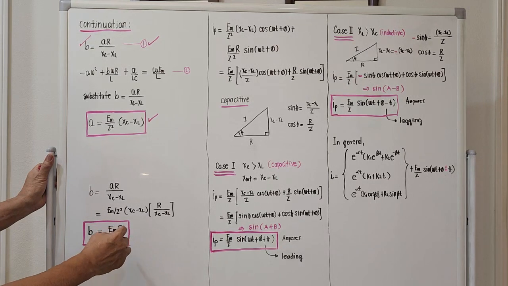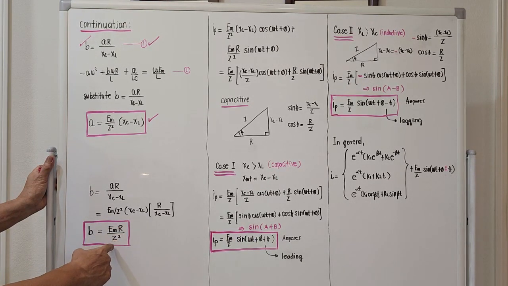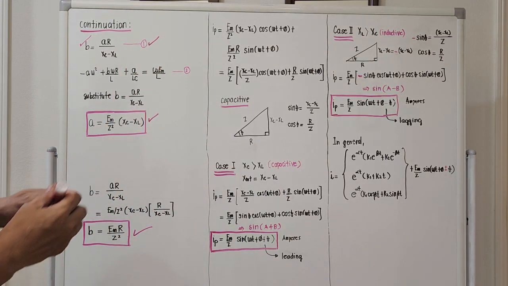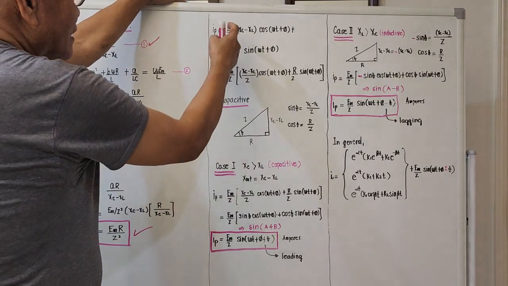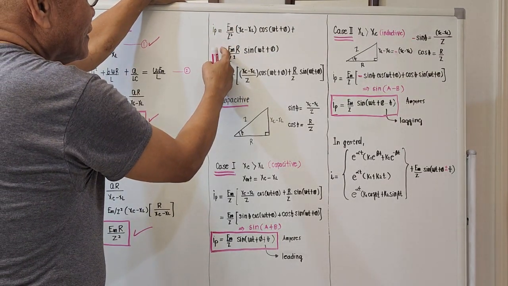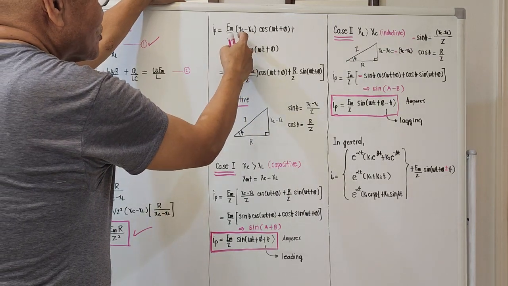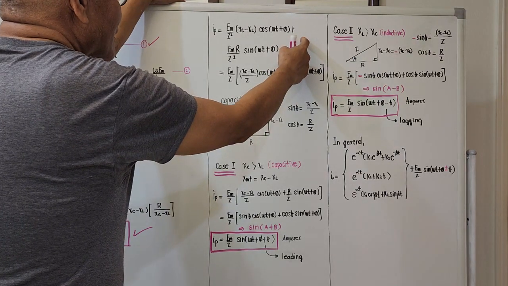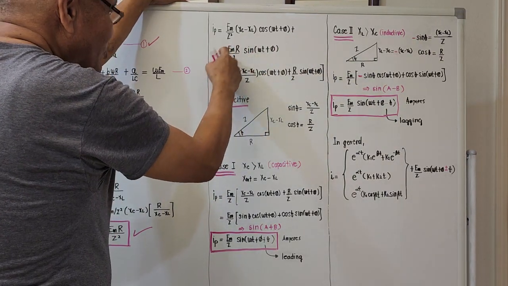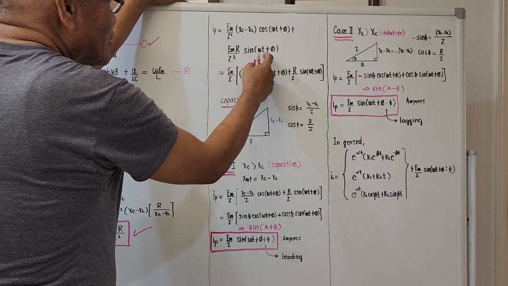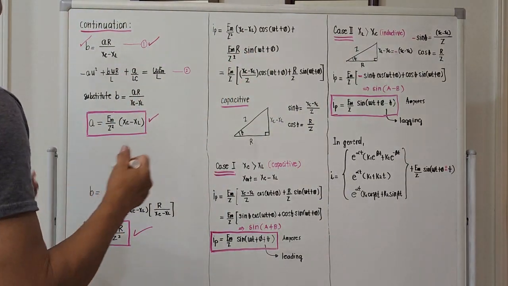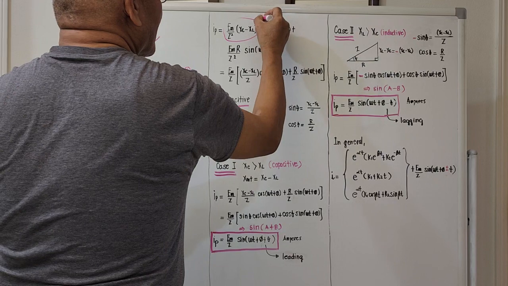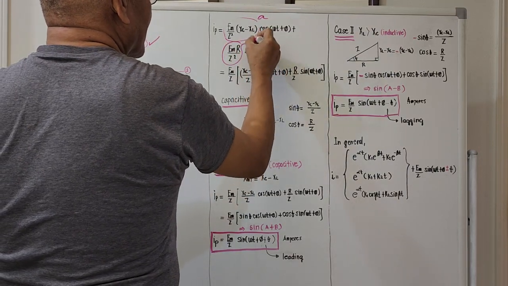The unknown constant B will be E_m times R over the impedance squared. We needed these values, okay? So the particular solution now will be E_m over Z squared times the difference X_C minus X_L cosine of omega t plus angle P, plus E_m R over Z squared sine of omega t plus angle P. This is actually A, and this is actually B.